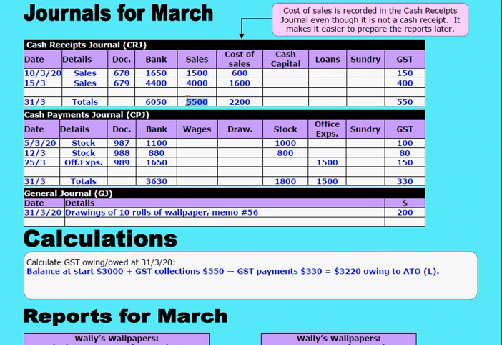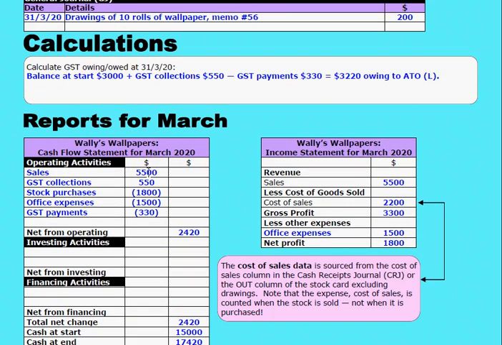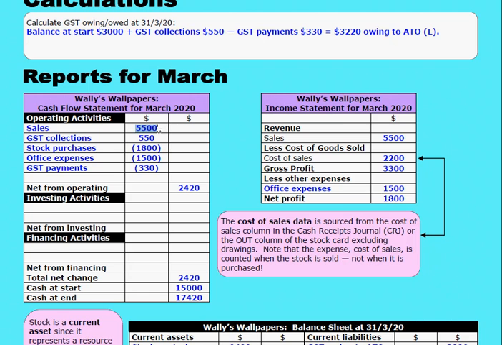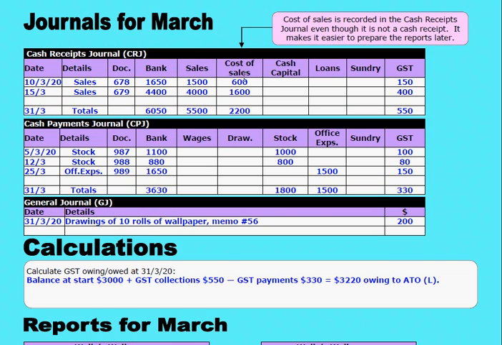So we have $5,500 worth of sales came in, and there was $550 of GST on those sales. So they're the positives in the cash flow statement. 5,500, that's the sales, and the GST on those sales, 550 GST collections. Notice that I did not include cost of sales as a cash receipt, even though it's in the cash receipts journal. That column there is not a cash inflow. It's only there so that we can use the information later on when we prepare the income statement. So we've done the two positive cash inflows, sales and the GST on those sales.